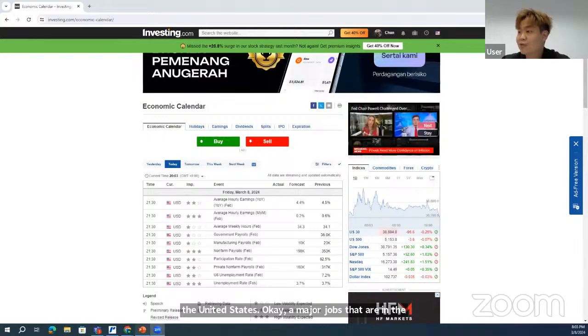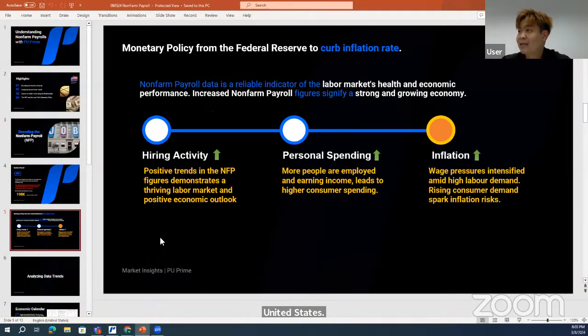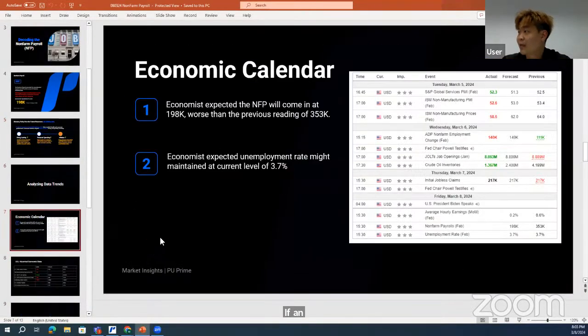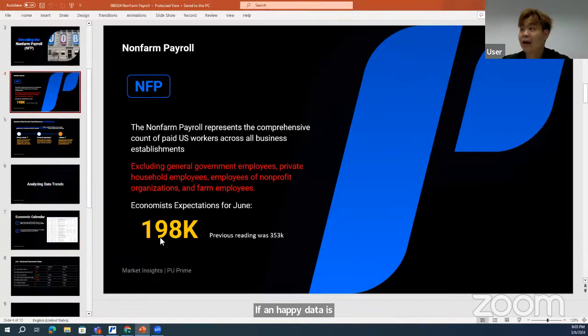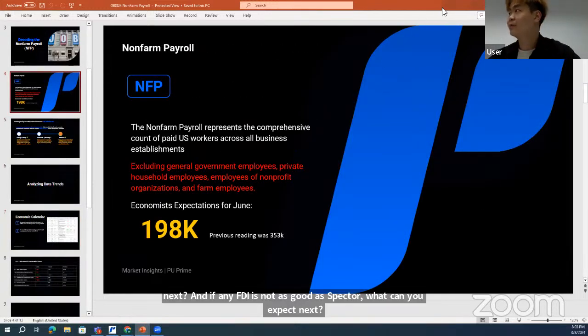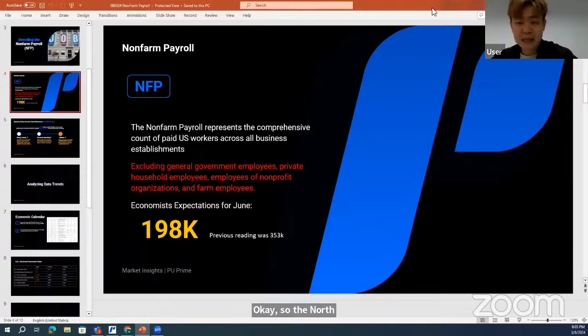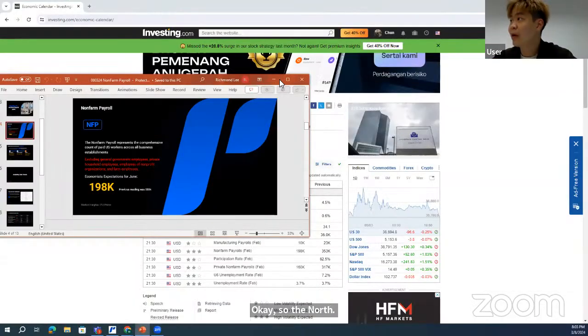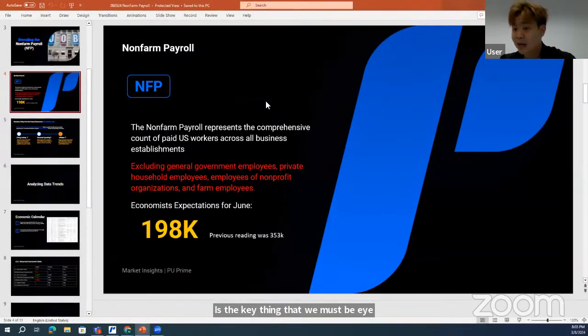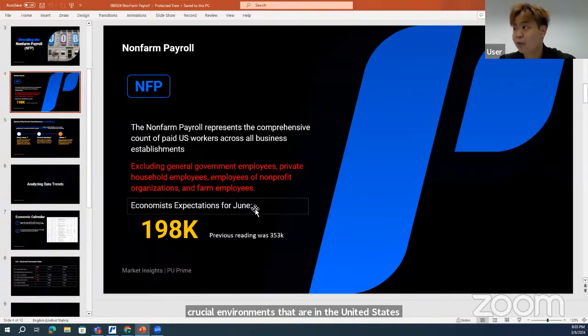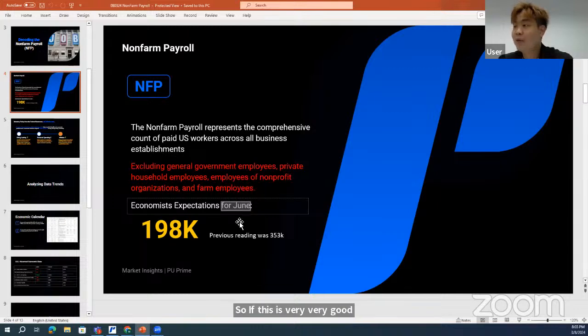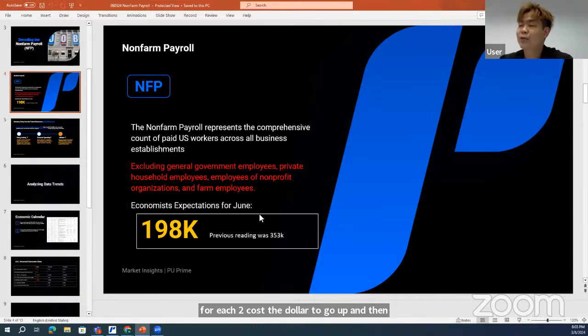If NFP data is very good, what can you expect next? And if NFP data is not as good as expected, what can you expect next? The non-farm payroll is the key thing that we must keep an eye on. To put it in simple terms, NFP equals crucial employment data in the United States. If it is very good, there will be chances for the dollar to go up and the gold price to go down. So you need to be aware of it.